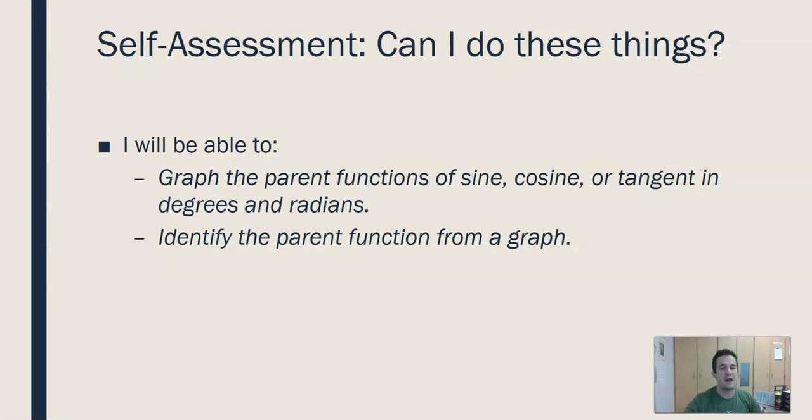Hopefully you're able to graph those now specifically in degrees, and then when we graph those in radians, we just convert those degree measures into radians. And hopefully, if I were to give you a trigonometric graph, you'd be able to identify if it was a sine, cosine, or tangent graph. So in the coming lessons, we're going to talk about transforming these functions and how to graph those transformations. So I hope this video was helpful.